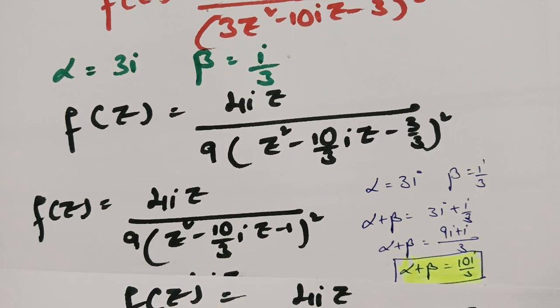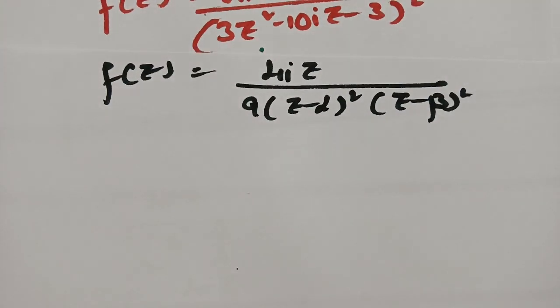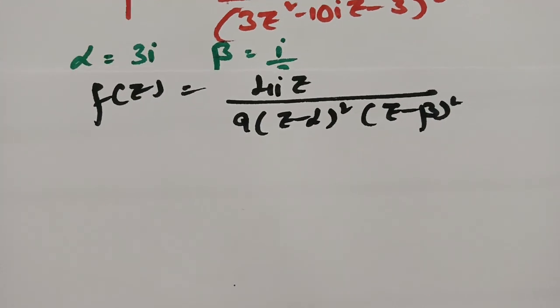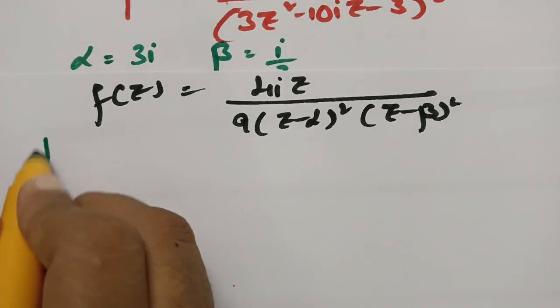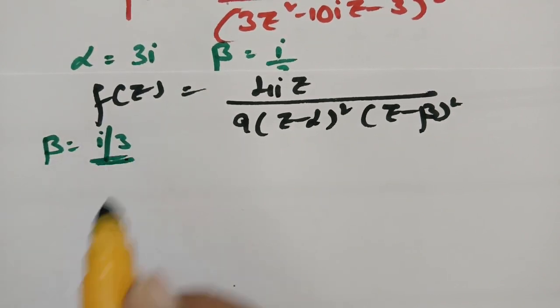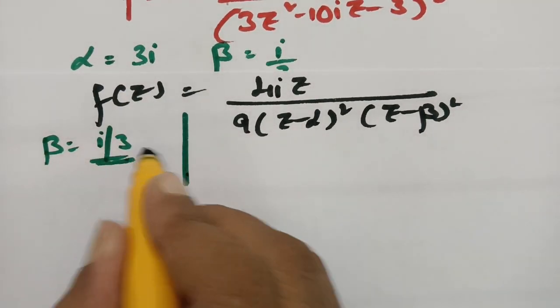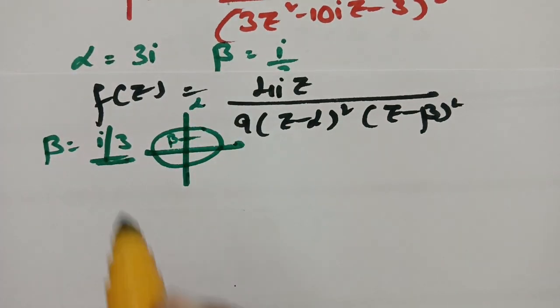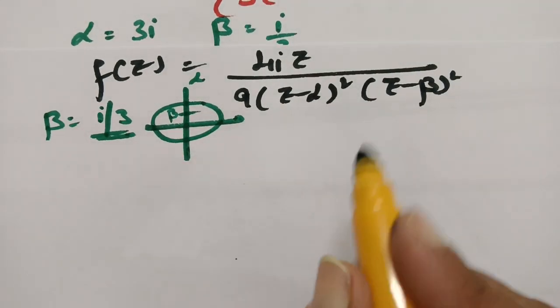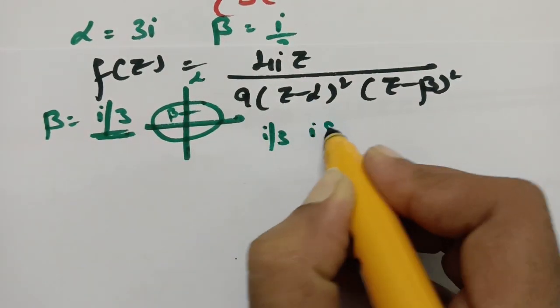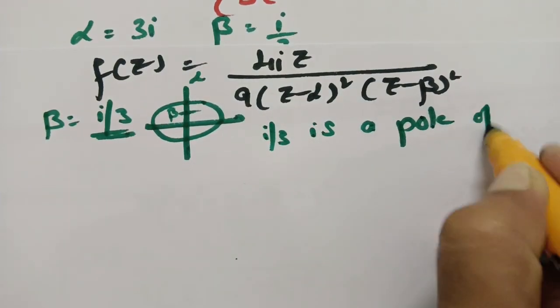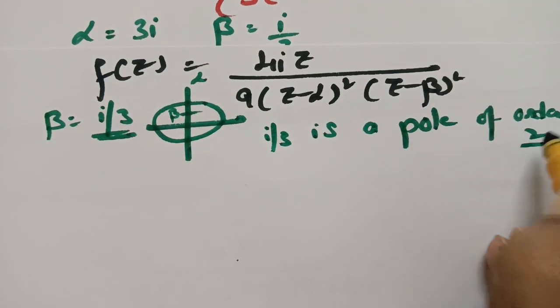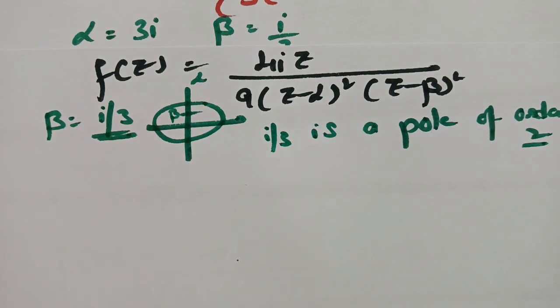Now we have to find the residues for the interior pole. Which is the interior pole? i by 3 is the interior pole. So what is our beta value? This is i by 3, which is interior to mod z is equal to 1, and here it is alpha. Beta is the interior pole, and i by 3 is a pole of order 2.